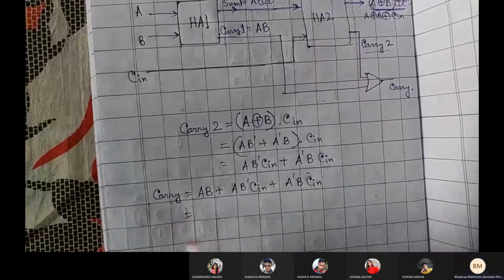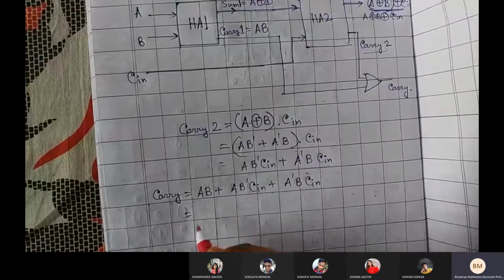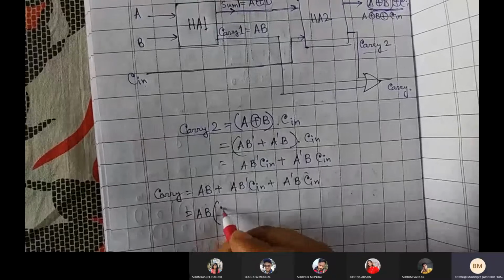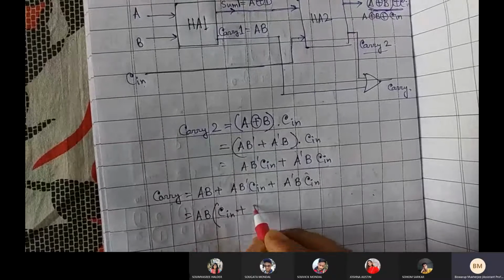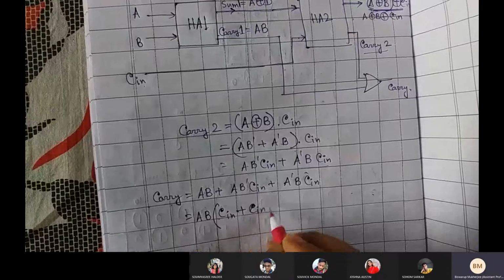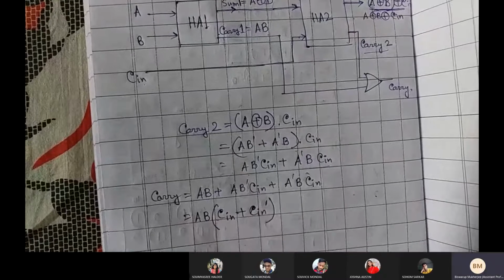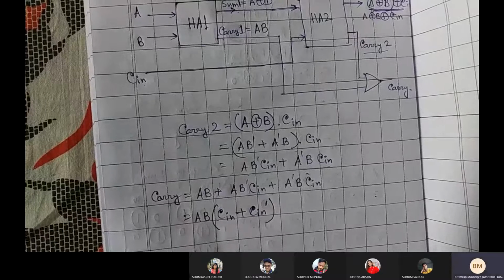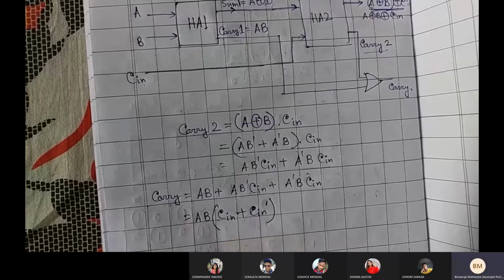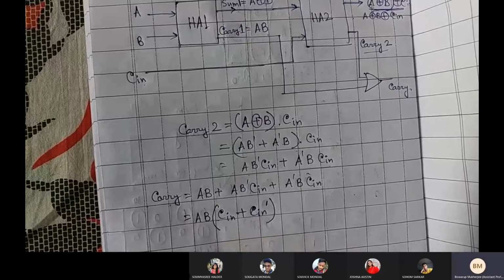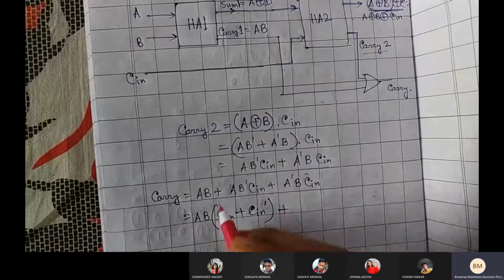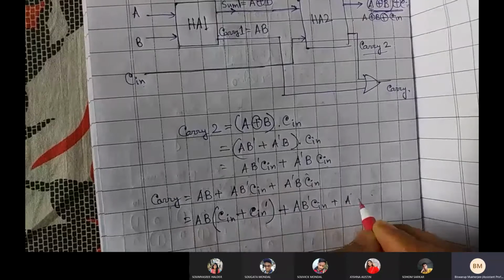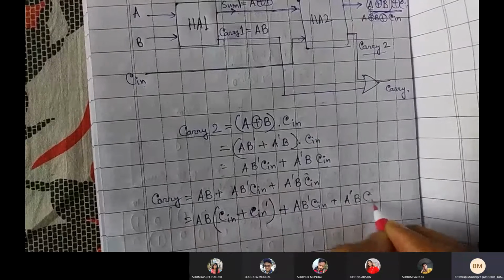Now let us consider AB multiplied by C in plus C in complement. I just assumed that. If it is like that, C in plus C in complement would be 0 plus 1, that is 1. It's all right. The rest I am writing as it is: A B bar C in plus A bar B C in, right?